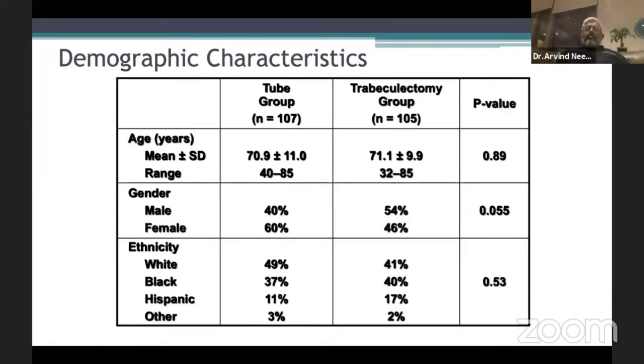The demographic characteristics were pretty similar between both groups. They enrolled 107 patients in the tube group and 105 patients in the trabeculectomy group. Average age was somewhere around 70 years. There was predominantly a female to male gender ratio, and there was a good mix of white and black patients between the two. And just so you know, black patients have an increased risk of keloid formation and scar tissue formation, so I think it's really important that you have a good proportion of black patients within the study.